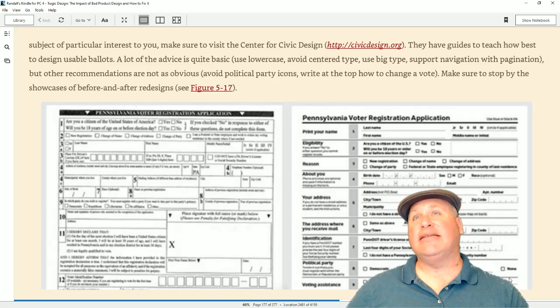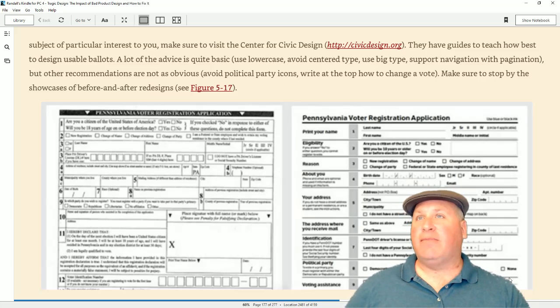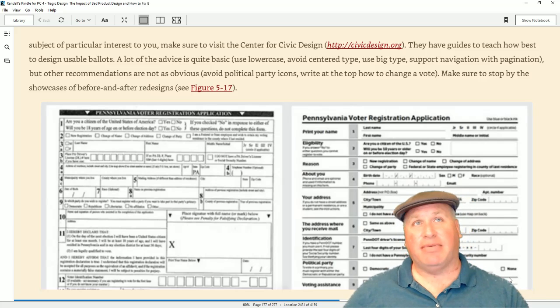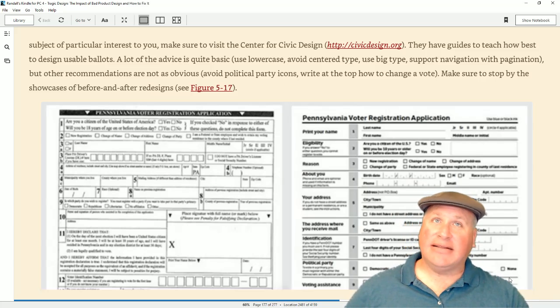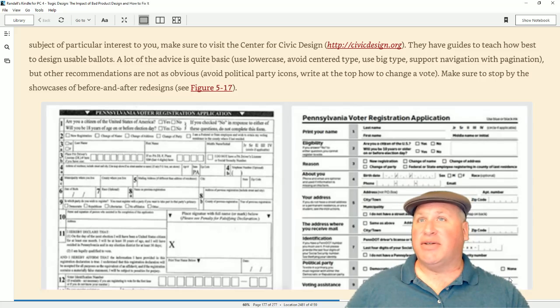If ballot design is of particular interest to you, make sure to visit the Center for Civic Design at civicdesign.org. They have guides to teach how best to design usable ballots. A lot of the advice is quite basic. Use lowercase, avoid centered type, use big type, support navigation with pagination. But other recommendations are not as obvious. Avoid party icons. Right at the top, how to change a vote. Make sure to stop by the showcases of before and after redesigns.